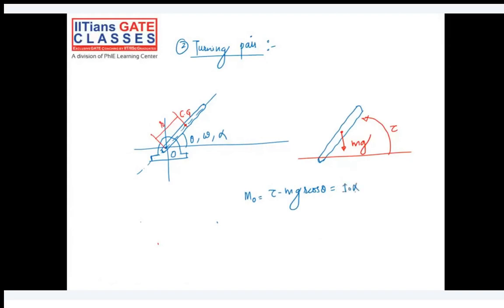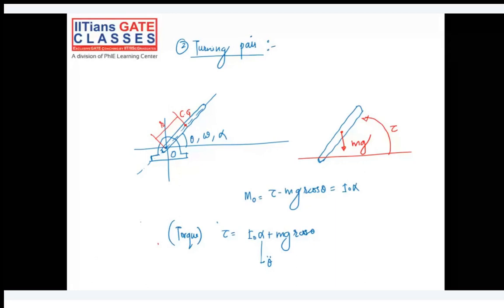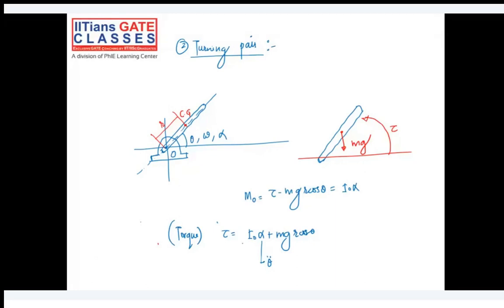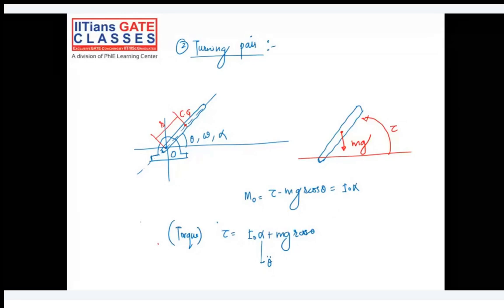So in general, the total torque tau equals I naught alpha plus mg times r cos of theta, where tau is the torque and alpha is theta double dot. Theta is the angular displacement, theta dot is angular velocity, and theta double dot is angular acceleration, which is alpha. So this is how you can expect the equation of the moment in case of a turning pair.